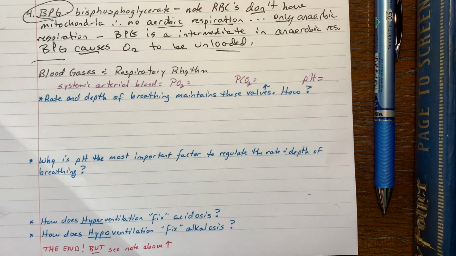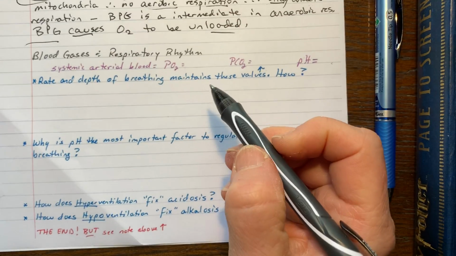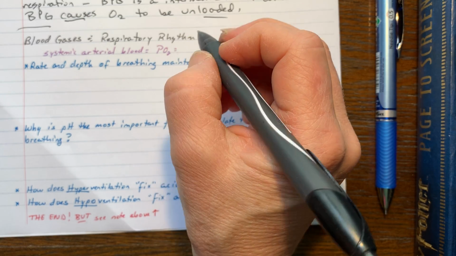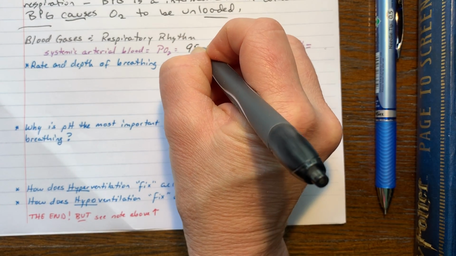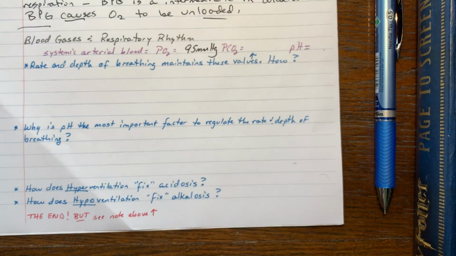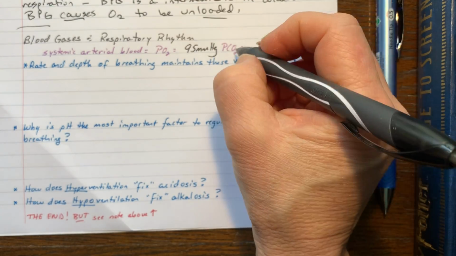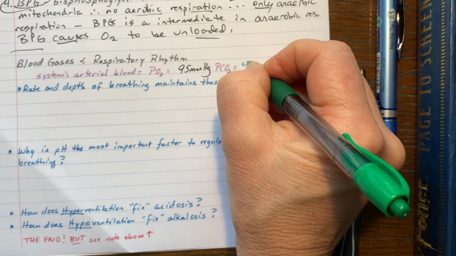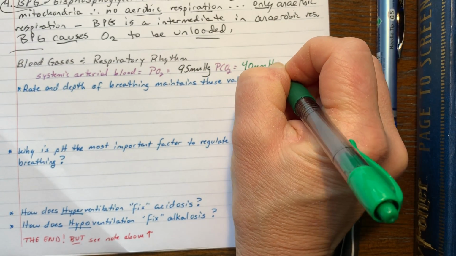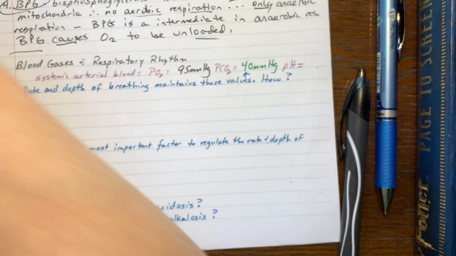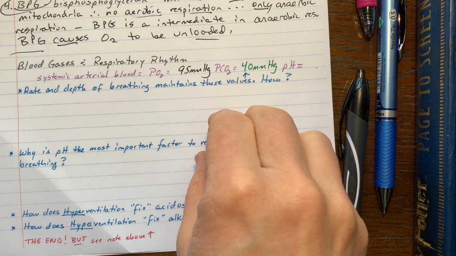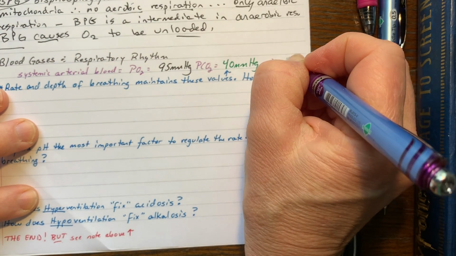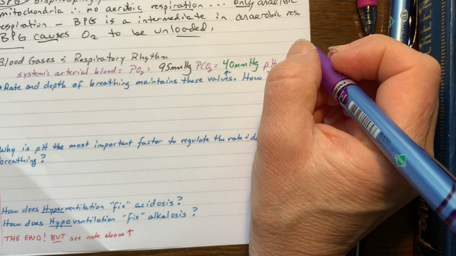Right here. Okay, now, blood gases and respiratory rate. In systemic arterial blood, the pressure of oxygen, we already know, is 95 millimeters of mercury under normal conditions. Carbon dioxide is 40. You can look back at the pictures that we've drawn to show this. And then the pH of blood likes to be 7.4, or 7.35 to 7.45.